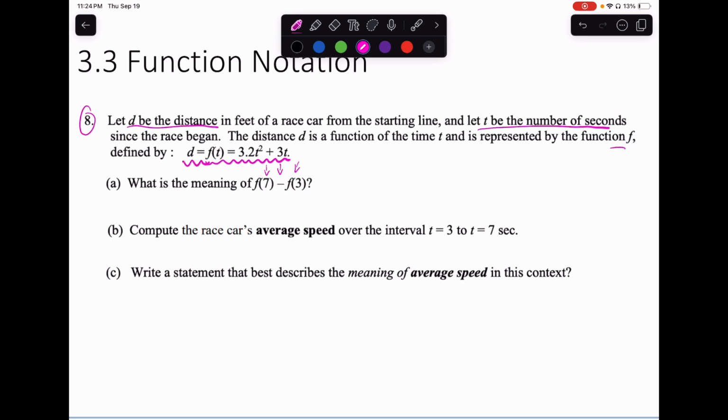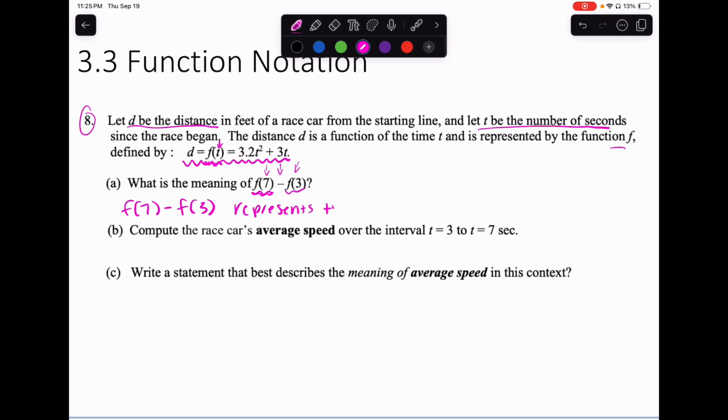Part A says, what is the meaning of f of 7 minus f of 3? Well, we talked about this. f of t, whatever that t may be, is equal to our distance. It's our output. And our input t is just our time. So it's 7 seconds and 3 seconds. So what is the meaning of f of 7 minus f of 3?